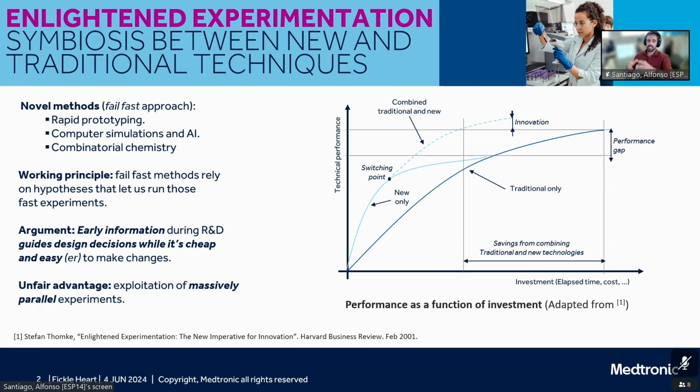Well, to summarize this slide, the advantage that we have in rapid prototyping techniques such as computational modeling is the exploitation of this massively parallel number of experiments you can do at the same time.